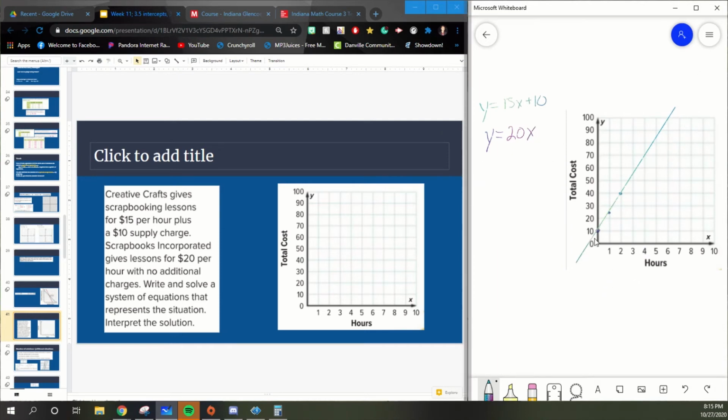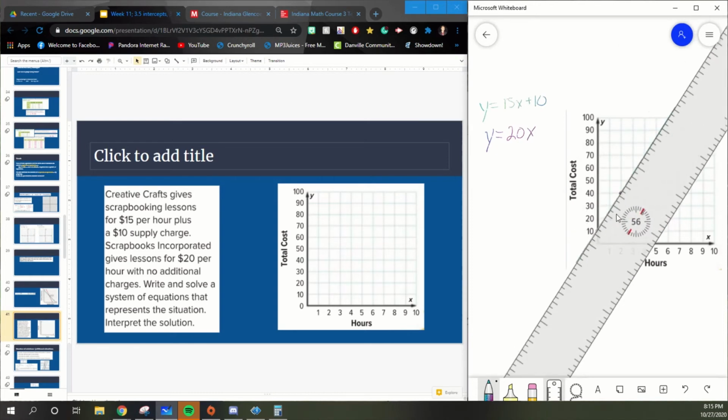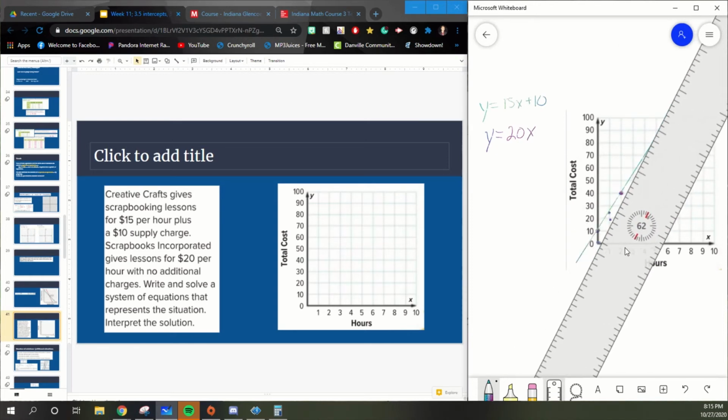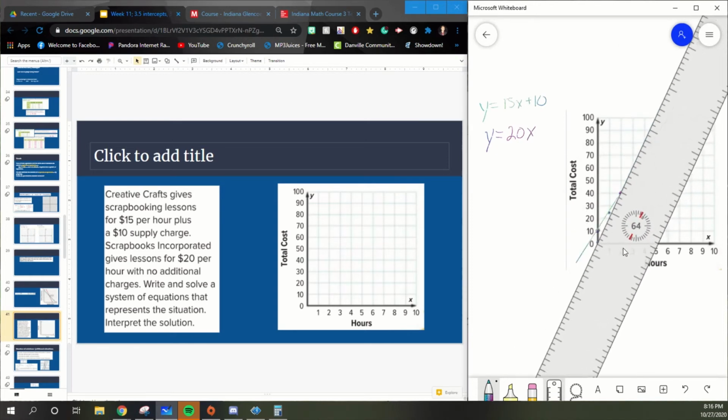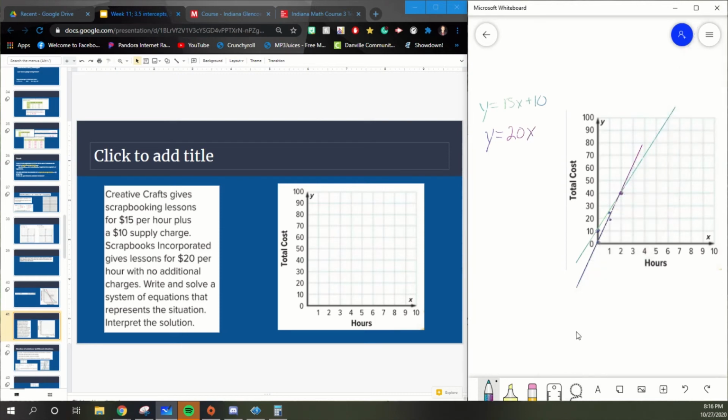When we don't have a y-intercept, we're going to start at 0, 0. That's our first point. And then I'll go up by 20 over 1, up by 20 over 1. And it looks like this point is where they're going to intersect. When I graph these lines, they intersect at that point that we just got at 2, 40.